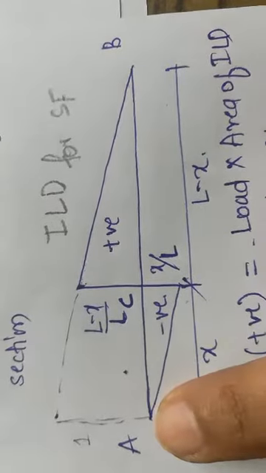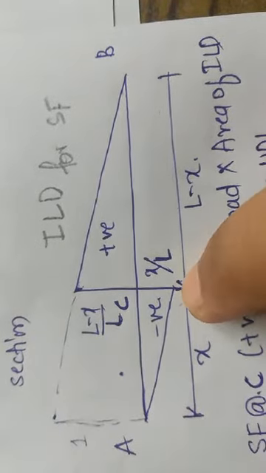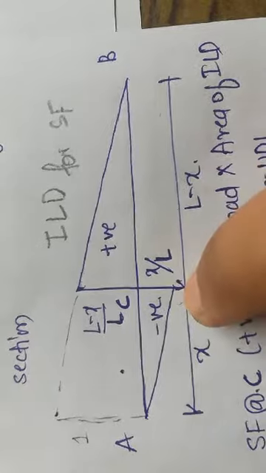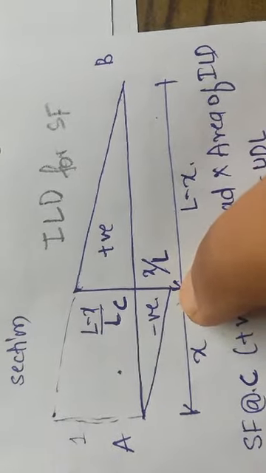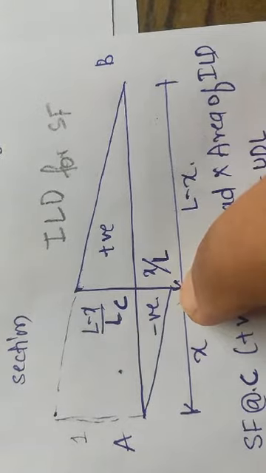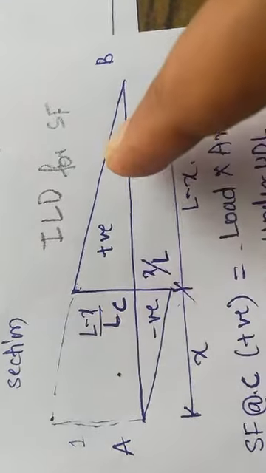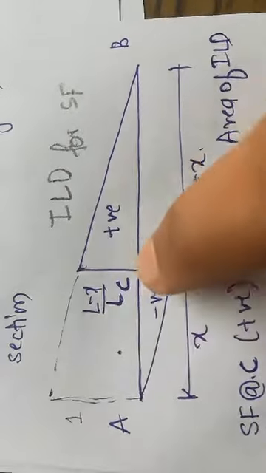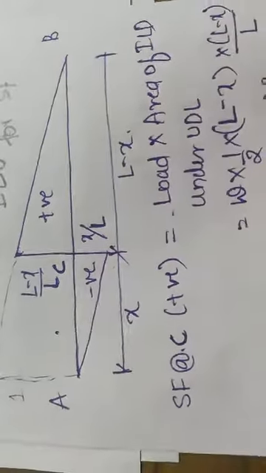Now, the variation moves from 0 to Rb. This is the value of Rb. This value of Rb we have got from our lecture number 8, when a point load was acting. Then here you will get L minus x divided by L and the variation goes to 0. So, this is how the variation for shear force at C is calculated.